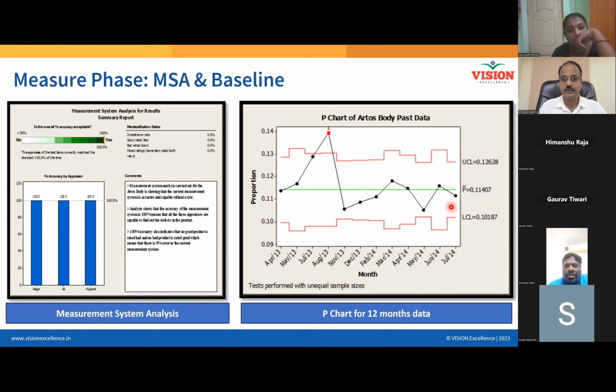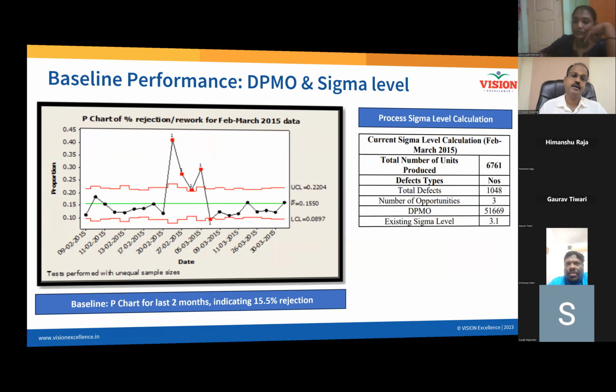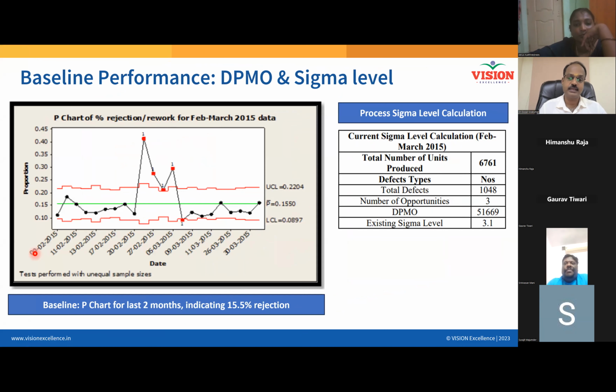And now, the baseline performance. Look at the baseline performance. How much is the rejection rate? 11.4%. 11%. The company has a wealth of 1 year information. You see here, 1 year consistently, happily, the company is maintaining a rejection of how much? 11%. But in your project, you also collected data for 1 month or 1.5 month. Can you see that here? From February to March. And now your data is telling you that rejection percentage is how much? 15. Now which one will you consider as baseline? 15% or 11%? Tell me.